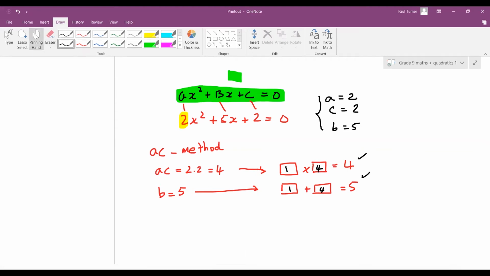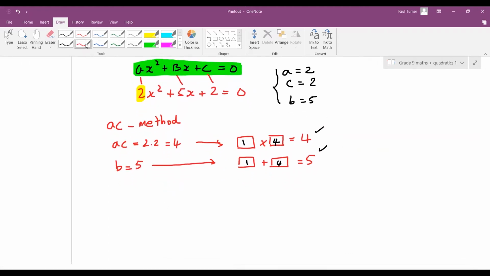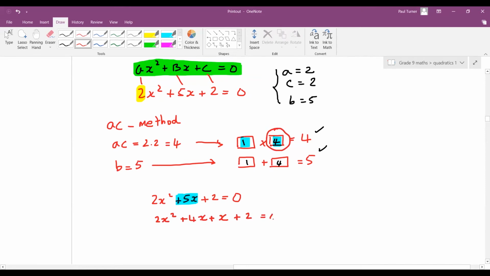we're going to use the grouping method to do this. So what I'm going to do, I'm going to write down the equation again. 2x squared plus 5x plus 2 equals 0. Now what I'm going to do with these numbers, 1 and 4, I'm going to use them to change this number. So I'm going to write 2x squared plus 4x from this 4 here. And that 1 means I write down x here. 1x is x. Plus 2 equals 0.